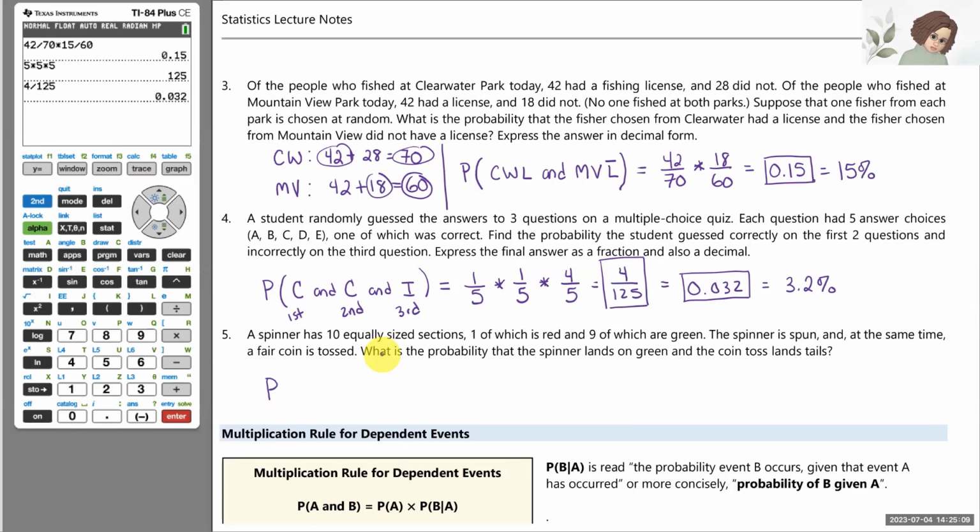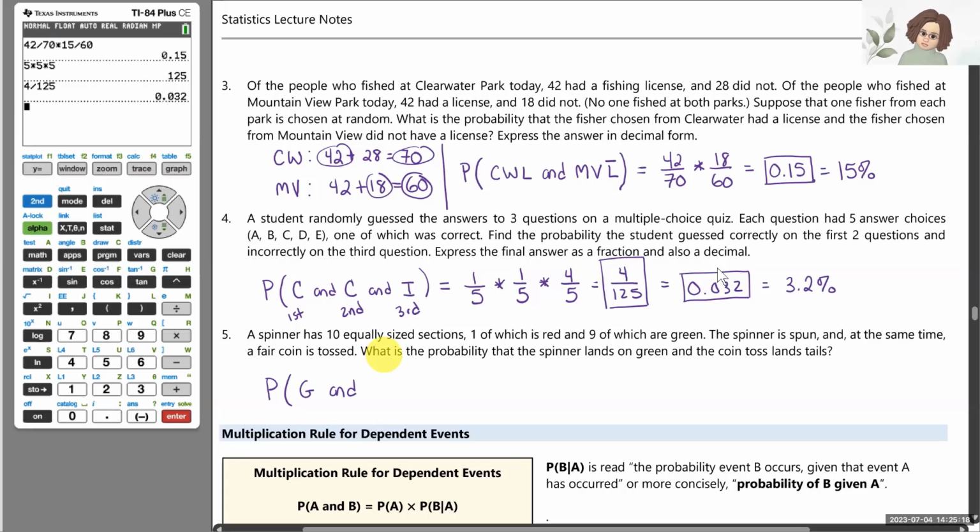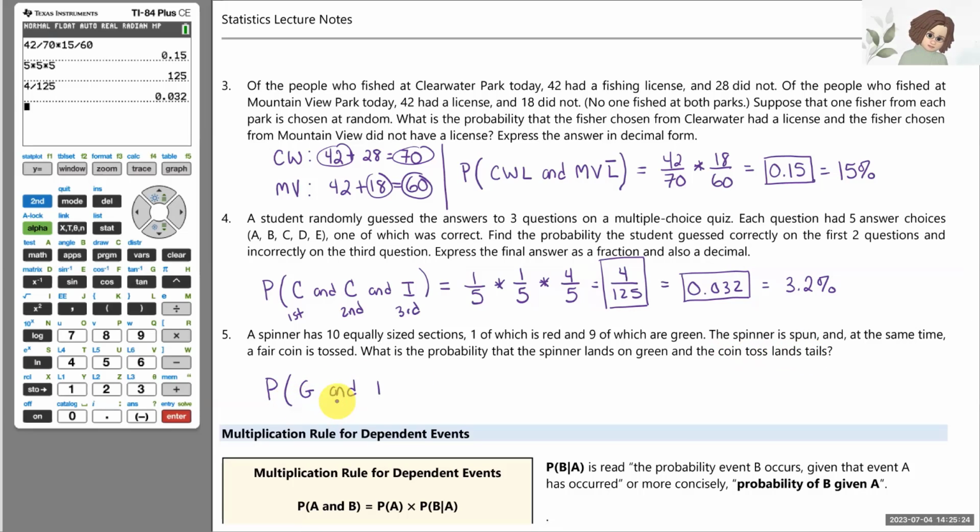So we want the probability of green. We'll just do the G there, green on the spinner. And I'm sorry, it says tails. I think I said heads earlier, but the coin toss lands tails. So green and tails.